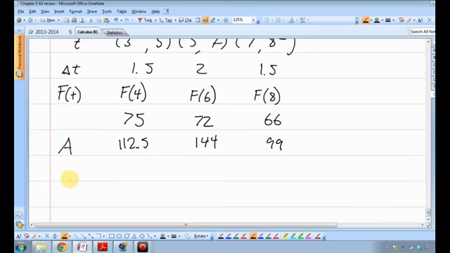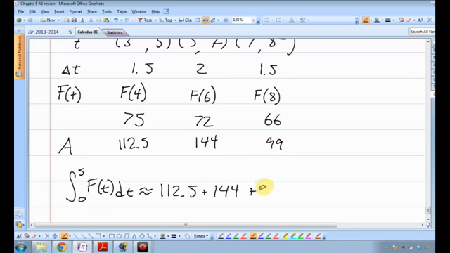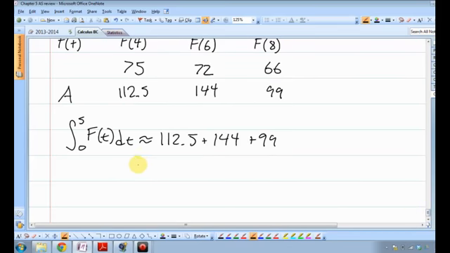And then the integral from 0 to 5 of f(t) dt is approximately equal to 112.5 plus 144 plus 99. So it's approximately equal to 355.5.